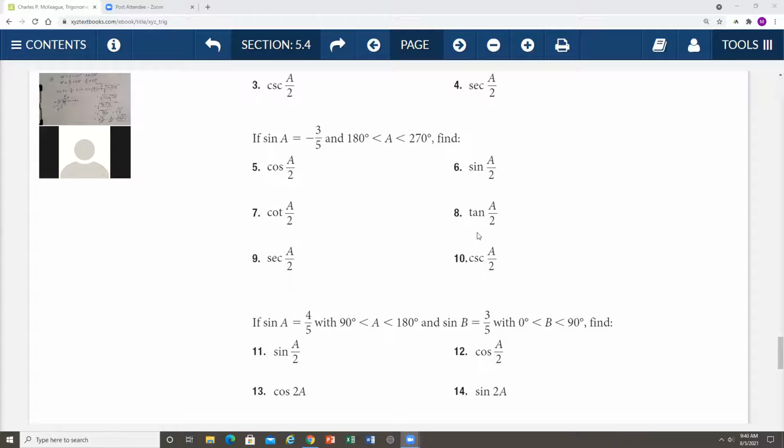Number 8, ladies and gentlemen, what would be the tangent of A over 2? Now, the nice thing about number 8 is we're not going to have to reinvent the wheel per se, because the tangent of A over 2 is the ratio of the sine of A over 2 divided by the cosine of A over 2. We already went through this derivation. And since A over 2, again, is in the second quadrant, the tangent of a second quadrant angle is going to be negative.